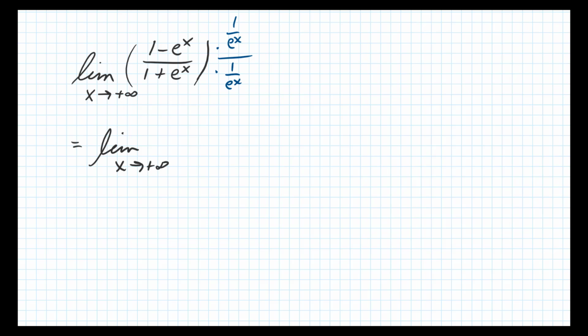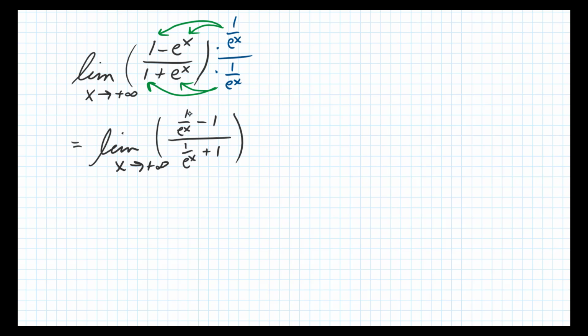Now here we are going to have to distribute. So 1 over e to the x times 1 is 1 over e to the x, and then 1 over e to the x times negative e to the x will give me a minus 1. And then distributing on the denominator, 1 over e to the x times 1 is 1 over e to the x, and 1 over e to the x times e to the x, they cancel and we get a plus 1.